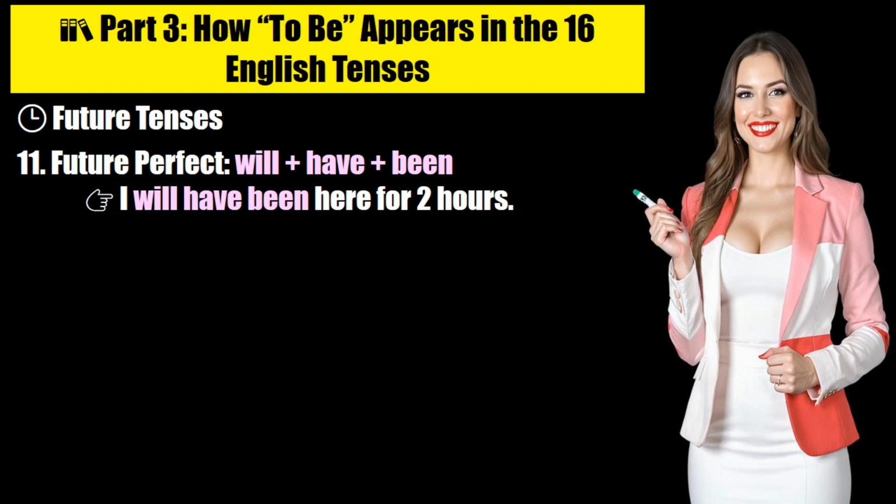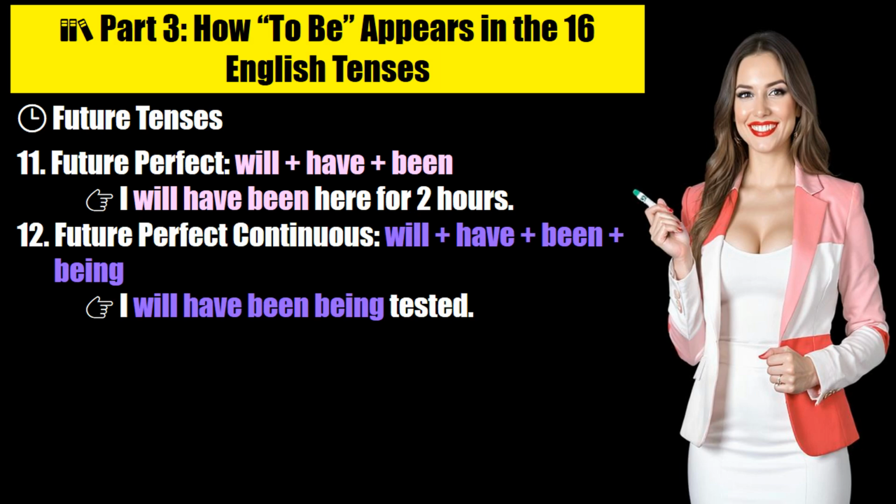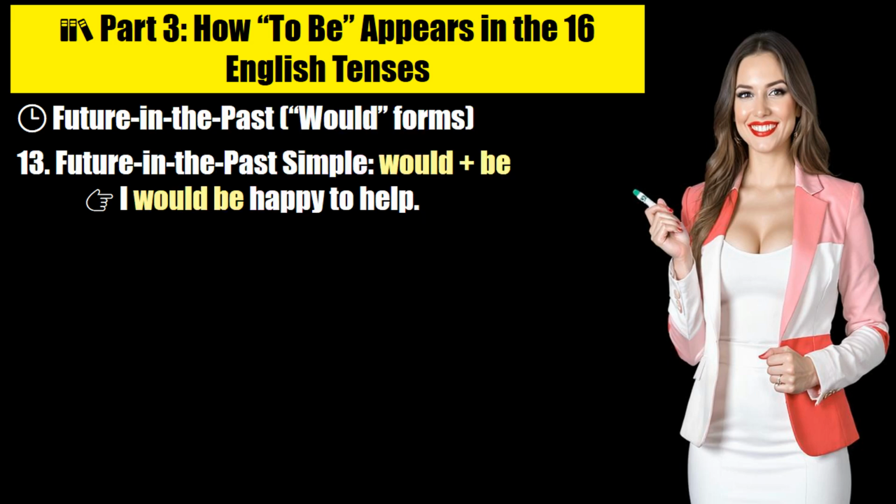Example: I will have been here for 2 hours. 12. Future perfect continuous: will plus have plus been plus being. Example: I will have been being tested. Again, grammatically possible but rarely used.